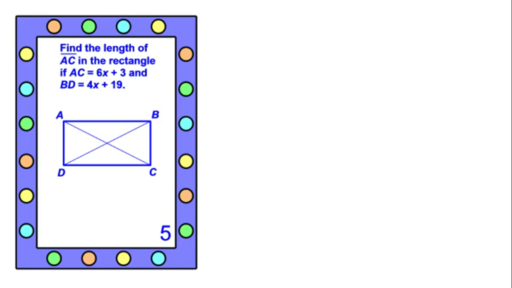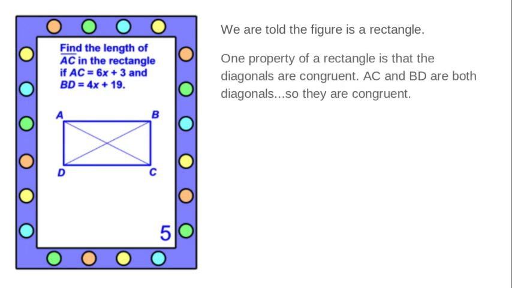Our new question says, find the length of segment AC in the rectangle if AC equals 6x plus 3 and BD equals 4x plus 19. Well, the first thing I noticed was it told me this is a rectangle. So that's important because there are some properties that are true specifically of a rectangle. One of those is that the diagonals are congruent. AC and BD are diagonals. So that tells me they are congruent to one another. So the length of AC should be the same as the length of BD.